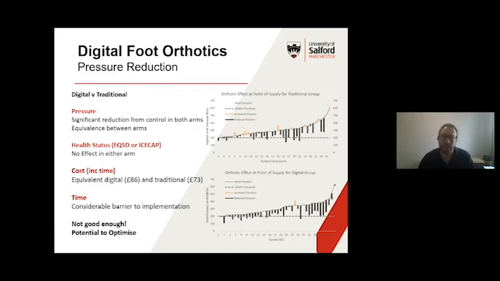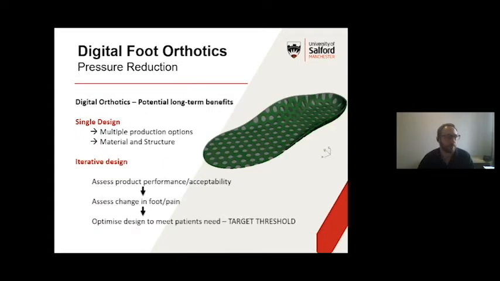So in essence, this is just really not good enough. The digital design can provide some benefits, but it's just not doing enough for a patient to outweigh the costs of introducing those extra processes and that extra time. There are some longer term benefits that we didn't consider within this trial, and these include the option to integrate multiple materials, look at using different manufacturing approaches, and to do more complex aspects with material structures and design approaches.